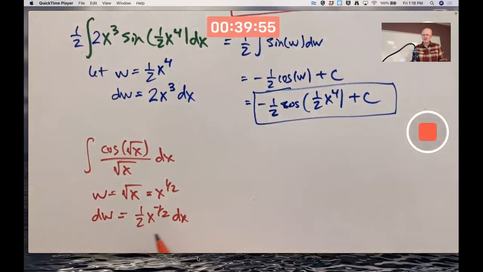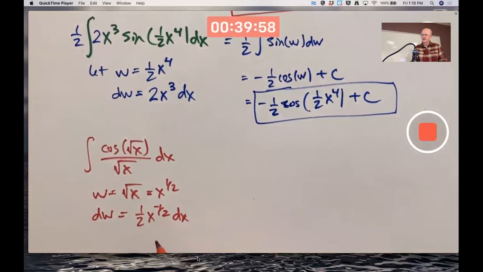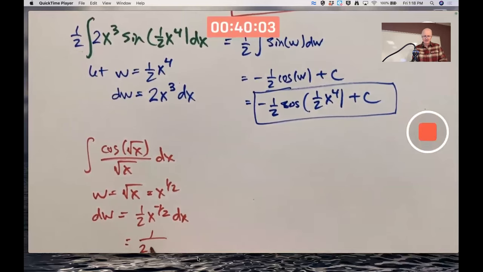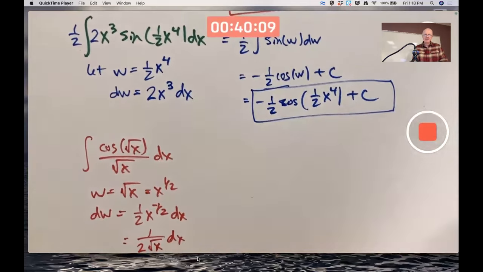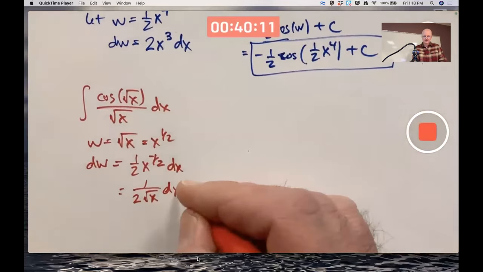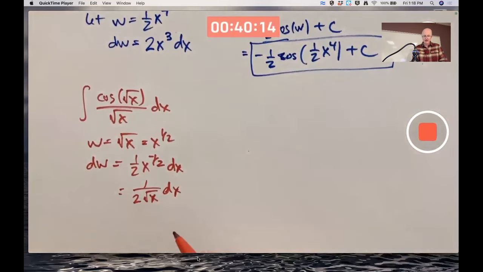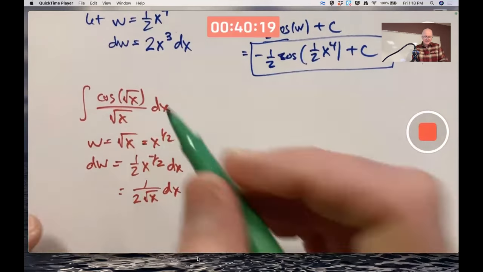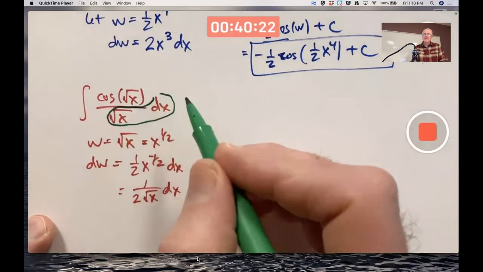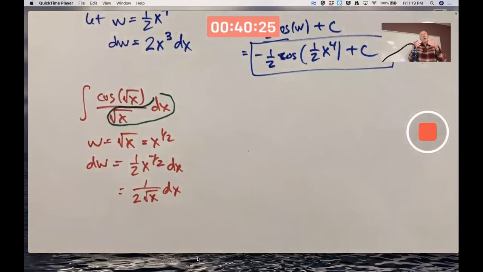I've got this thing in there too, which seems to be really messing things up. Until you realize that this is the same as 1/2 times the square root of x. X to the negative 1/2 is the same as 1/x to the positive 1/2. In other words, it's the same as 1/square root of x. And that helps me realize that this part right there, the dx combined with really 1/square root of x, is almost what I want to replace with dw, though I do have to compensate for the 2.